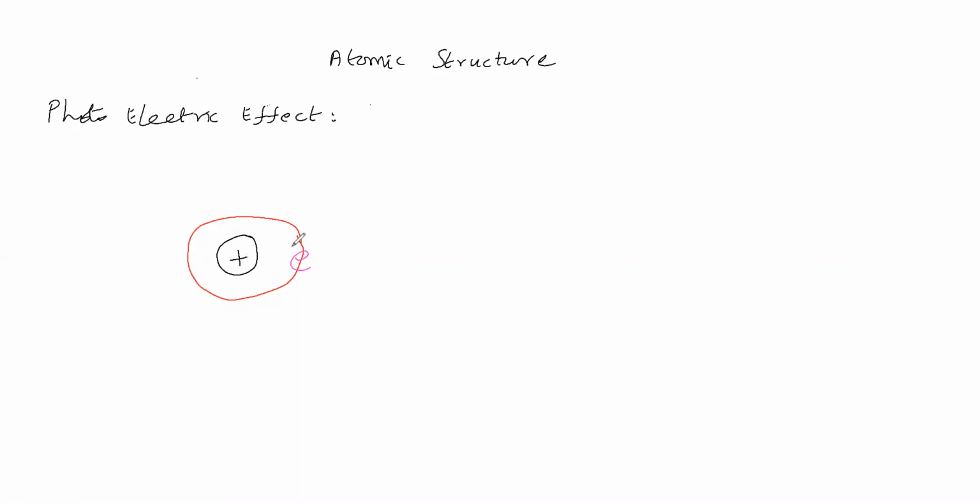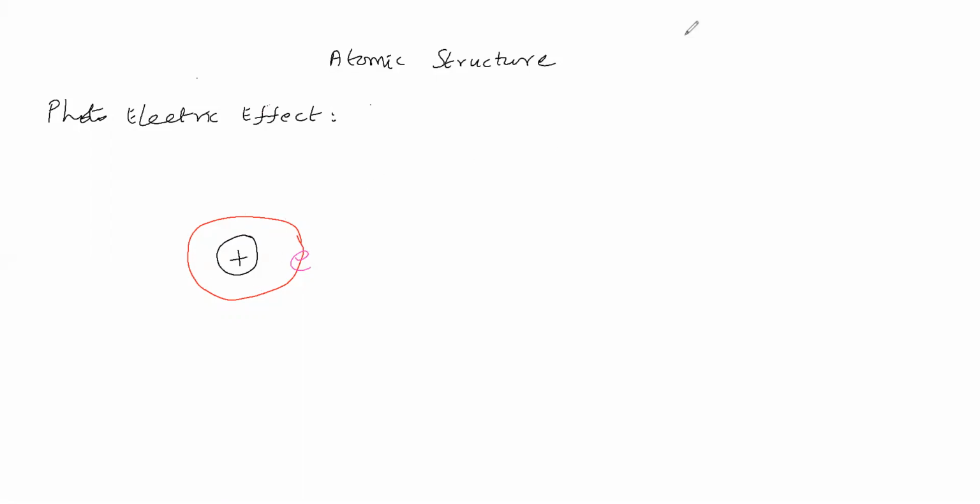Due to this nucleus, the electron is revolving around the nucleus. Between this nucleus and electron, attractive force is possible. Therefore, the electron is bounded in the atom. Why is the electron bounded in the atom? Because of attraction between the nucleus and this electron, because of this positive charge and negative charge attraction. Due to attraction, the electron is bounded in the atom.